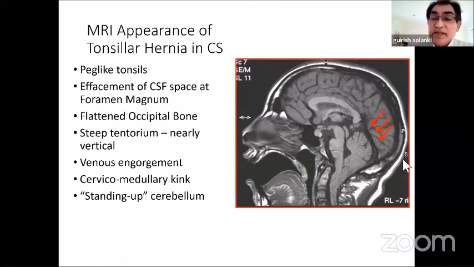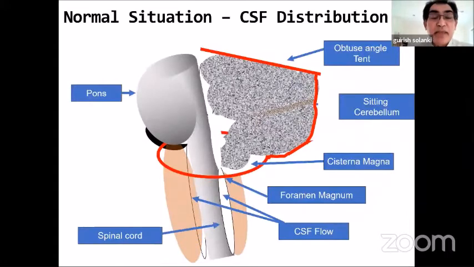And you can see here the standing up cerebellum, venous hypertension, the very low angle of the tent near pretty much the foramen magnum. So in those patients, you hardly have a posterior fossa, and the contents of the posterior fossa by force then herniate through a very wide foramen magnum. So that is the incompetent or hernial orifice.